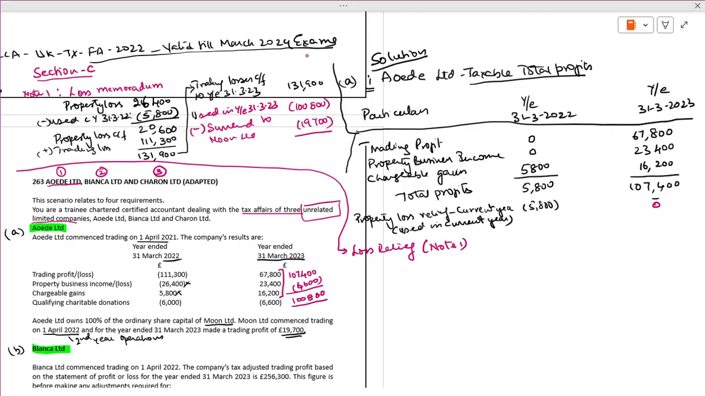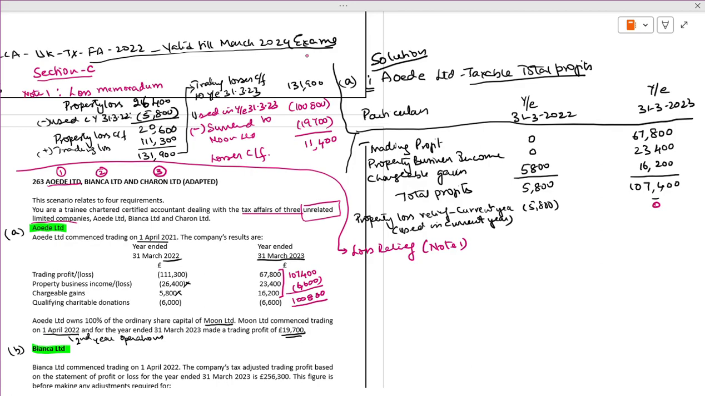131,900 minus this is the profit used from the current year and 2023. What are the Moon Limited profits? How much will we get? 11,400. Okay, this is the losses carried forward. How much have we used in the year 31/3/2023?